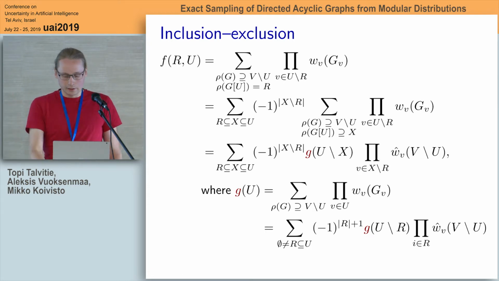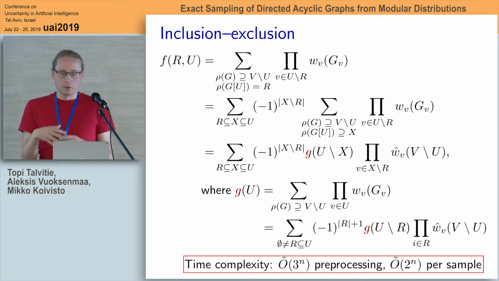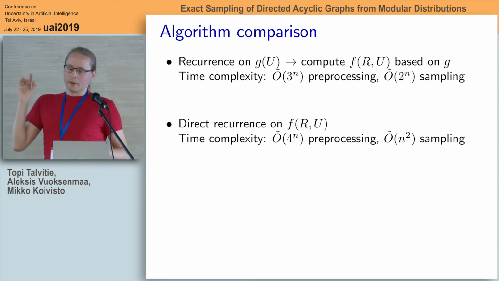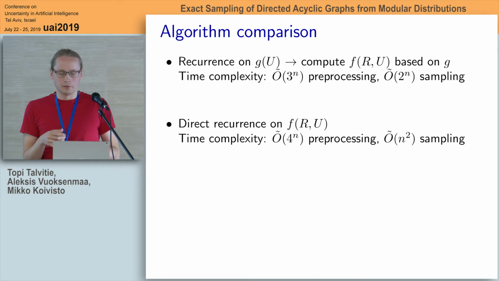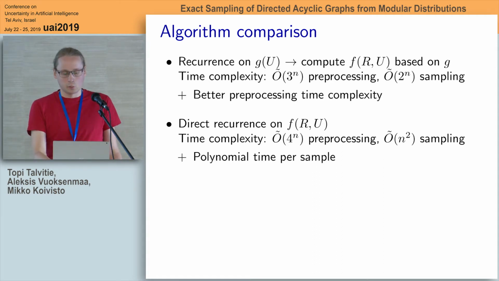So this thing, first computing all the G values and then the F values, can be implemented in 3 to the n time, after which we can do sampling in 2 to the n time. So actually sampling now becomes a bit slower. So we have like 2 competing algorithms. The first one has faster preprocessing time complexity, while the second one has better sampling time, actually polynomial sampling time.